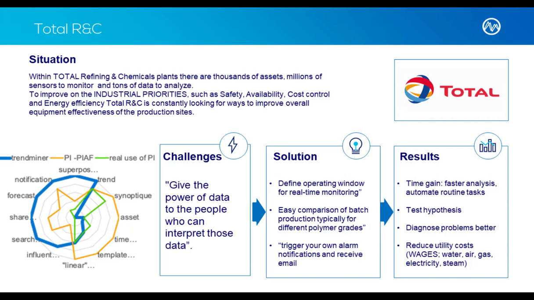An interesting slide here. Total saved a lot of money on utility costs: water, air, gas, electricity, and steam. They were able to improve their safety, asset availability, and so on. What I would like you to focus on is this chart right here, which they created when they were analyzing TrendMiner, about the complementarity on top of existing data infrastructure.